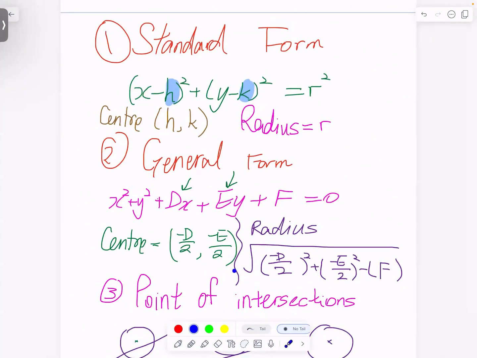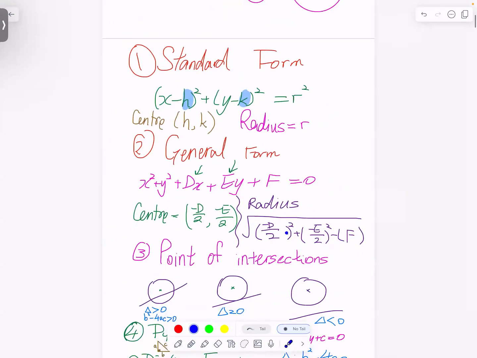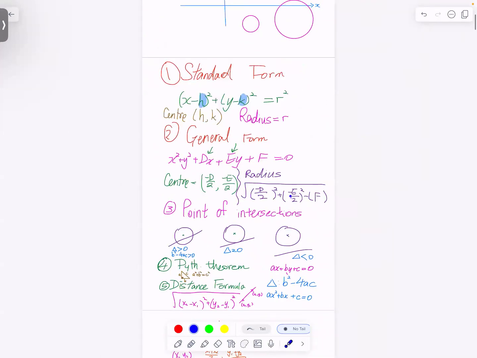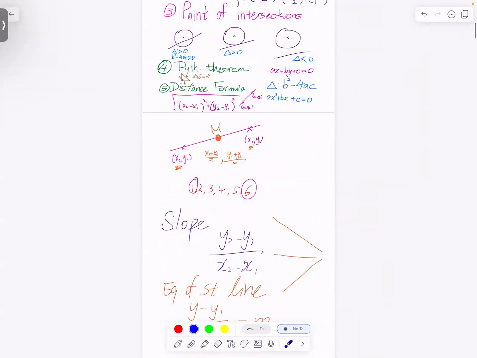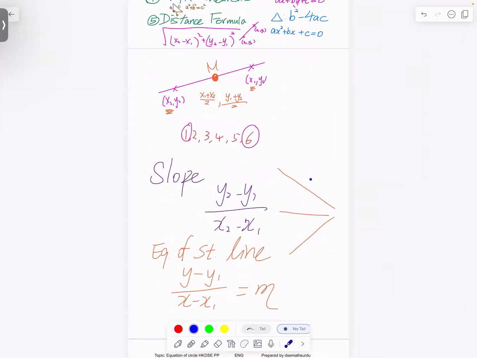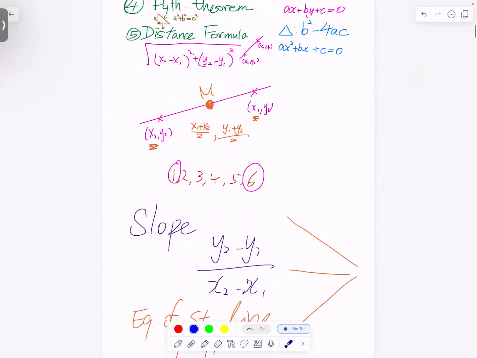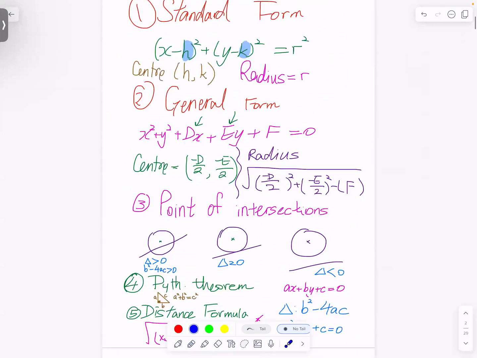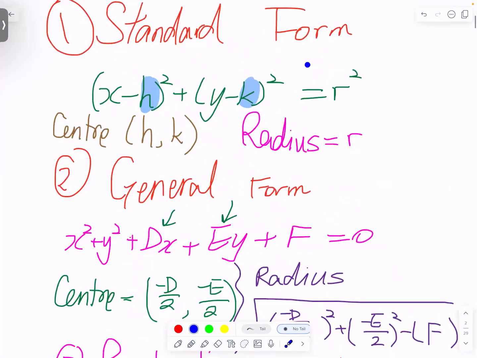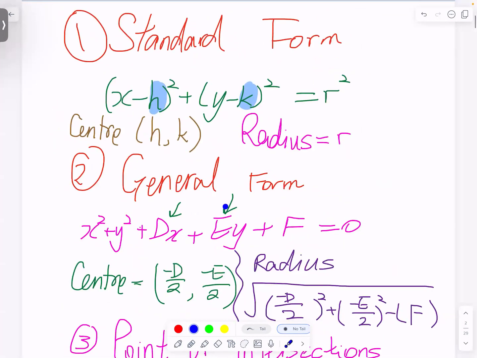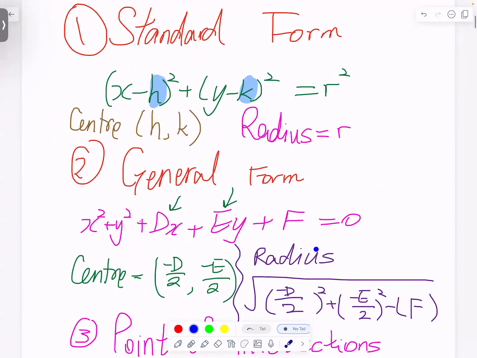Okay, just the 3 main things. The 4 and 5 is just revision of the previous things. And then you can always pause the video, replay the video to find out whatever you want. Okay, so that's it. Just remember the formulas. And then remember, you need to learn how you can find the center from it, radius from it.